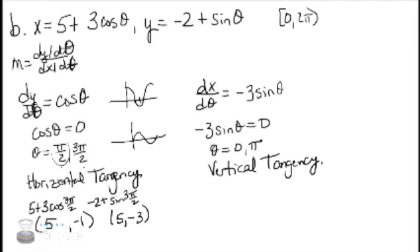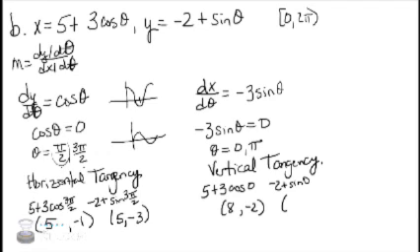All right, let's see where we have these points of vertical tangency. So theta equals 0 and pi. So plugging in 0, 5 plus 3 cosine of 0. Cosine of 0 is 1, so that's going to give us 8. And we have -2 plus sine of 0. Sine of 0 is 0, so that's just going to be -2.